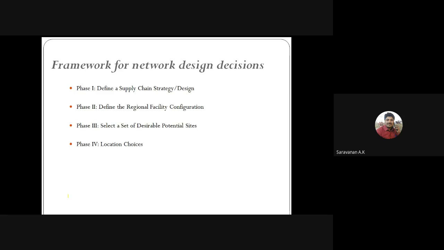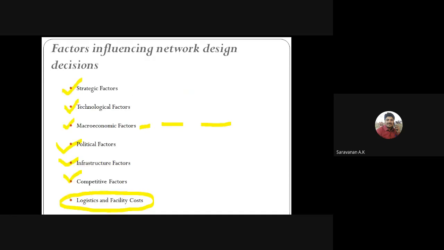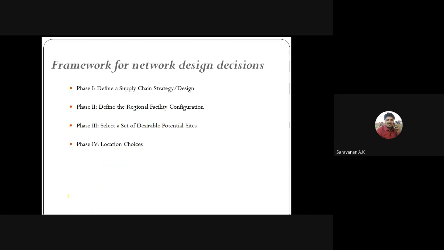To design an effective network, we must consider all these factors, and we have to consider some global network design decisions. These decisions will be classified in terms of four phases. These are the phases involved in the framework of the network design decisions.